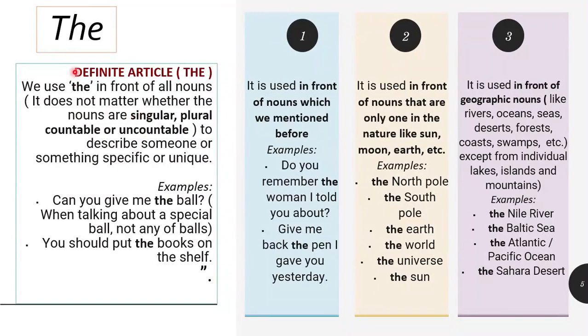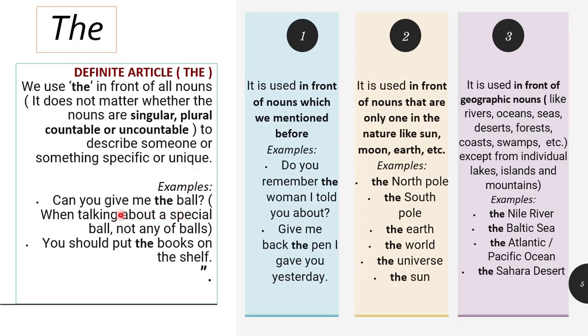The next one, we move to the. What to do with the? We say the is a definite article. We use the in front of all nouns. It doesn't matter whether the nouns are singular, plural, countable, or uncountable, because our concern is to describe someone or something specific and unique. Can't you give me the ball?